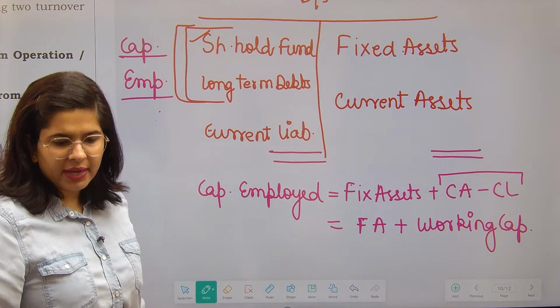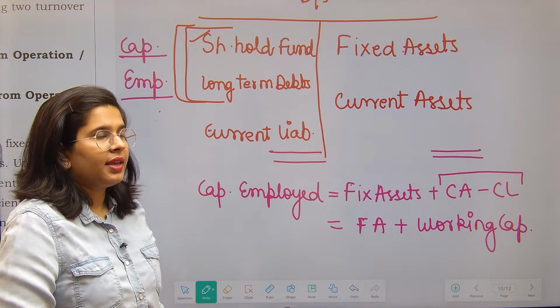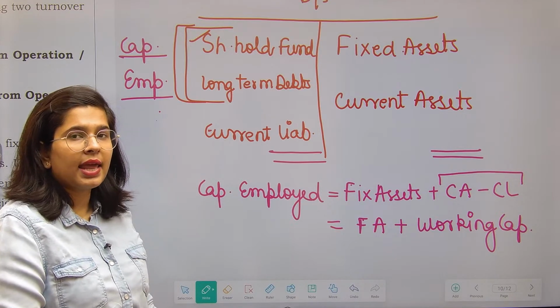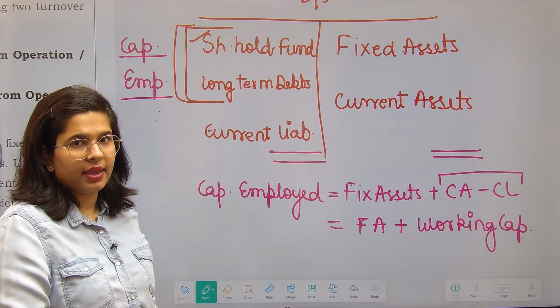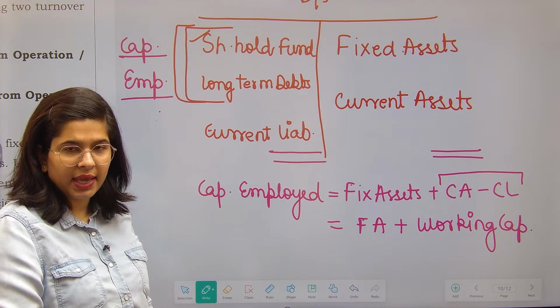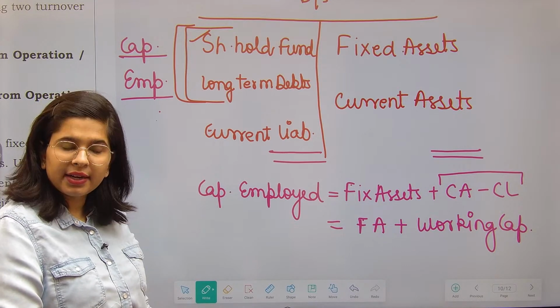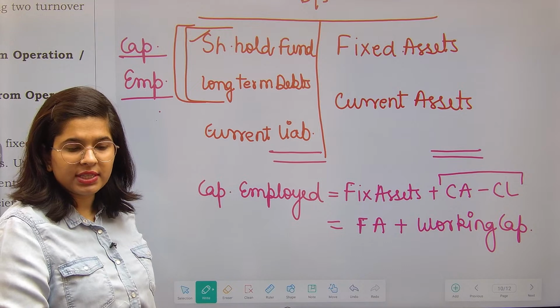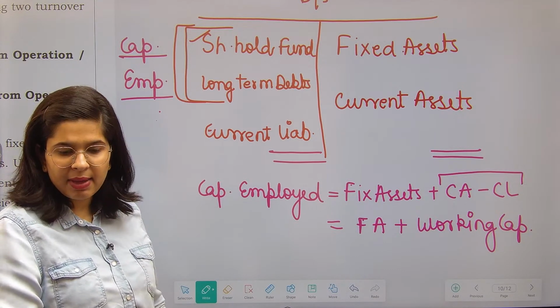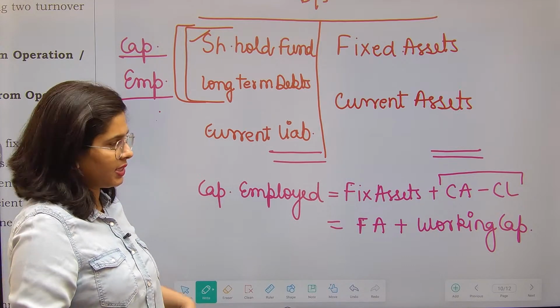See, why I am writing this, you might be thinking that why it is important, but sometimes the MCQs can be formed in a twisted way, right? They can ask you that capital employed is fixed asset plus working capital. So you should not get confused. You should know that this is also a correct interpretation. That is why I have made this balance sheet. This is why I have explained this.